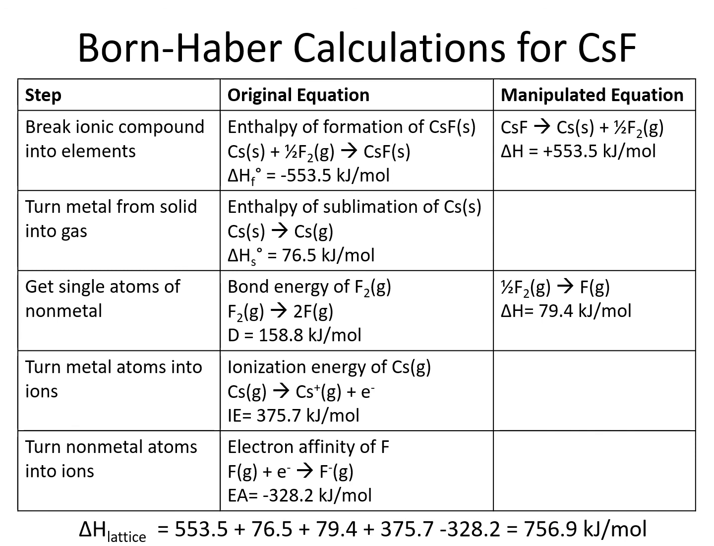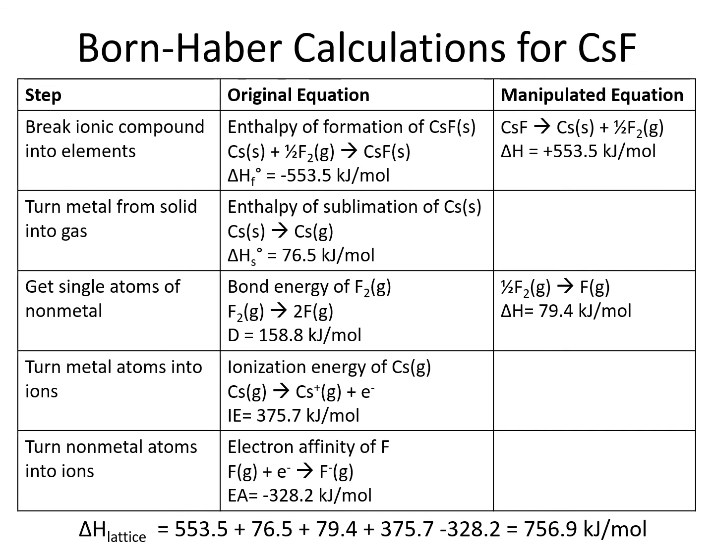Our second step is turning the metal from a solid into a gas, so that's sublimation, and we would use the delta HS for that. Then we're going to get the single atoms of the nonmetal by breaking apart the bond. And so if we have the fluorine molecule breaking apart into 2 fluorine atoms, if we want to write our equation as 1/2 of the fluorine molecule going to 1 fluorine atom, we would have to divide our delta H by 2. So if the bond energy for the F2 molecule is 158.8, we divide that by 2 and get 79.4.